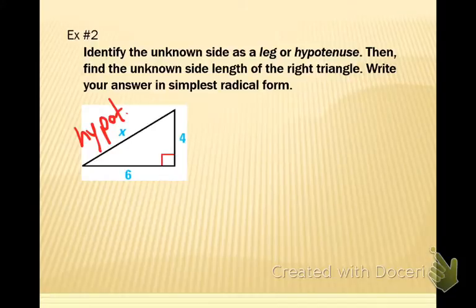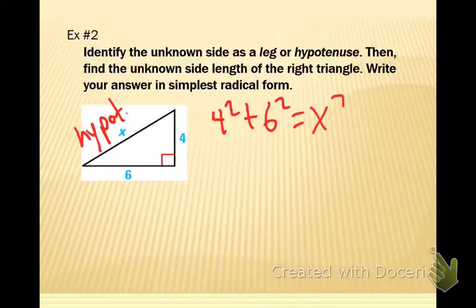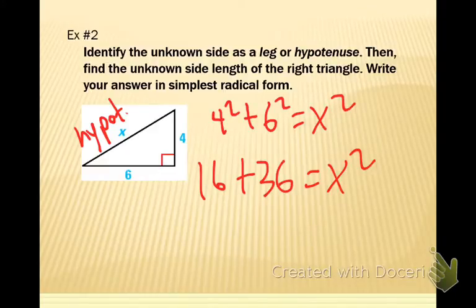How's this going to set up? Seth, how would we set this one up? I'm going to use the Pythagorean theorem. 4 squared plus 6 squared equals x squared, so that's going to be 16 plus 36 equals x squared, so it's 52 equals x squared, right? So x equals the square root of 52.